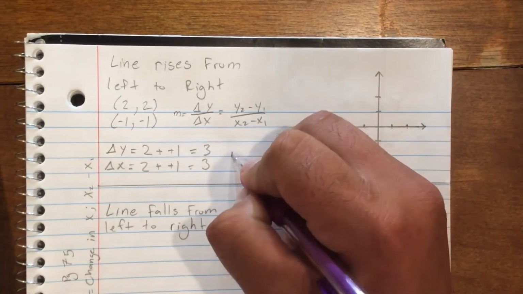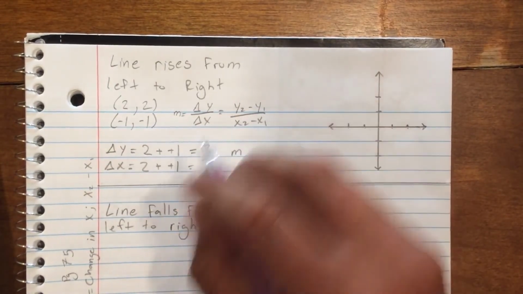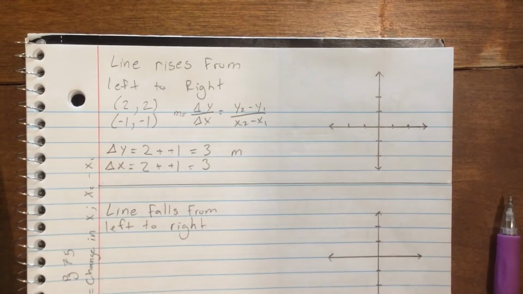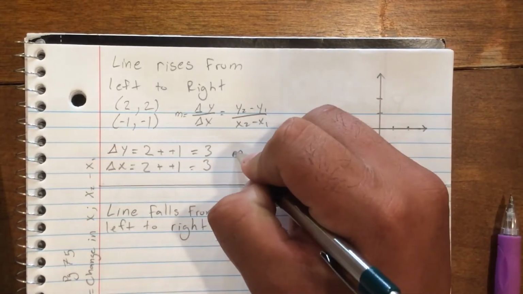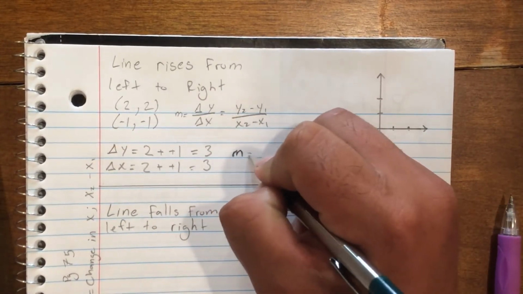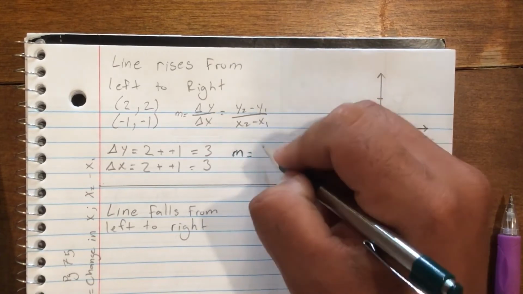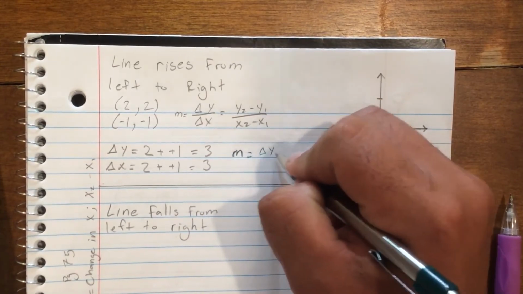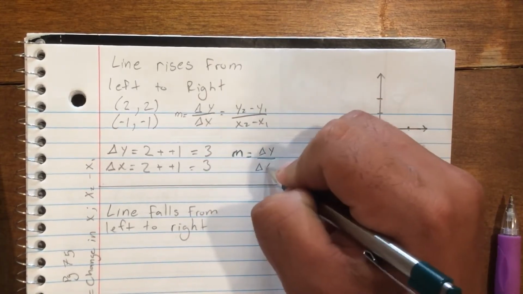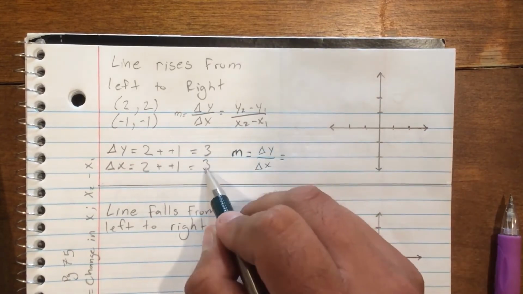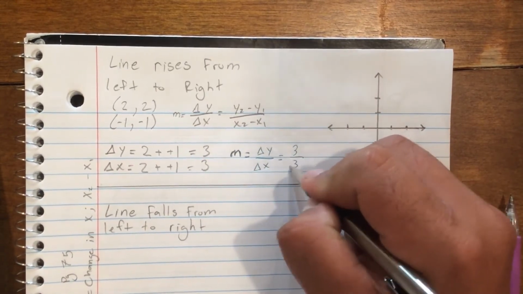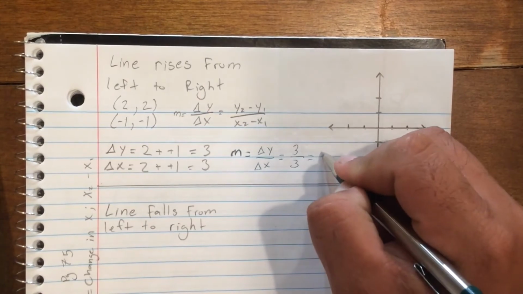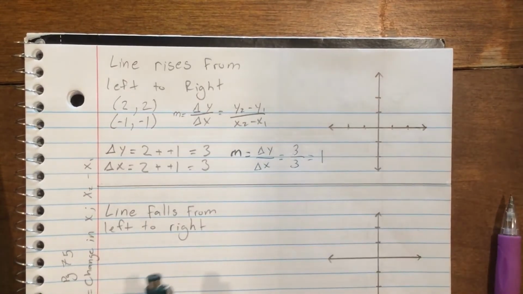So now our slope, which we'll do in green color pen, is equal to our delta y over our delta x, which is equal to 3 over 3. But 3 divided by 3 reduces to 1.